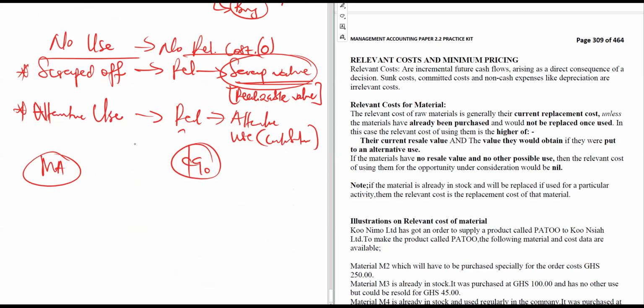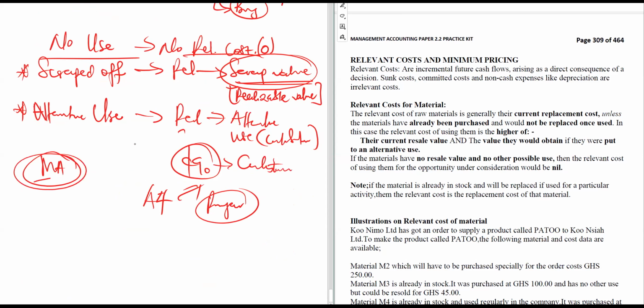I can use the A4 sheet to manufacture paper cars and sell to school students at a contribution of 90 cedis. But I decide to still use it for my MA book and not use it to make paper cars. So what is my relevant cost here? The 90 cedis, the alternative use. I have forgone this contribution to use it in my contract.